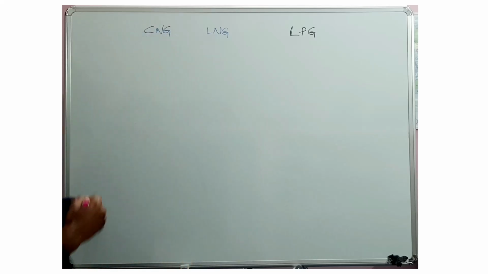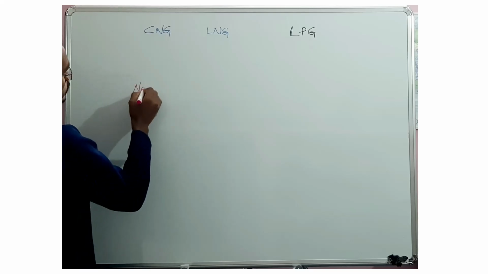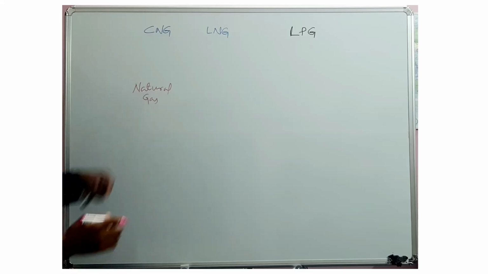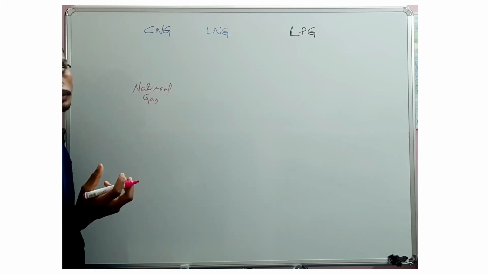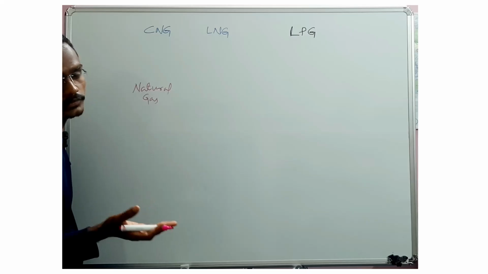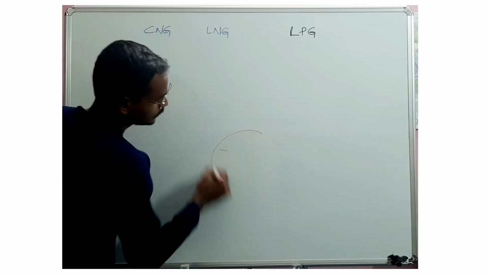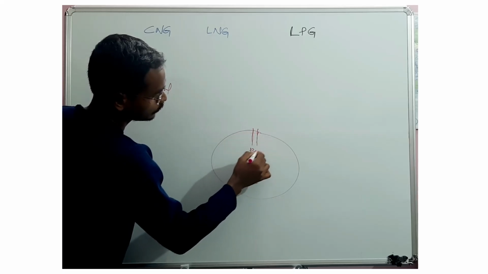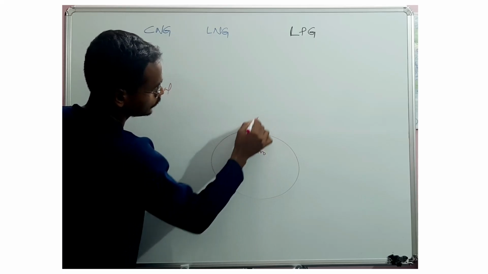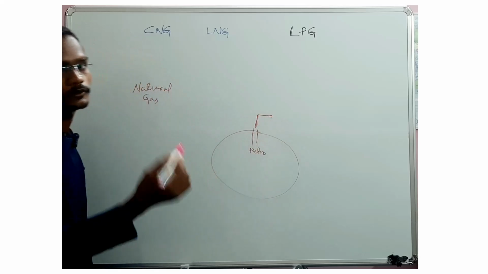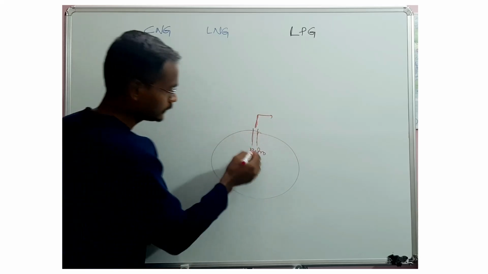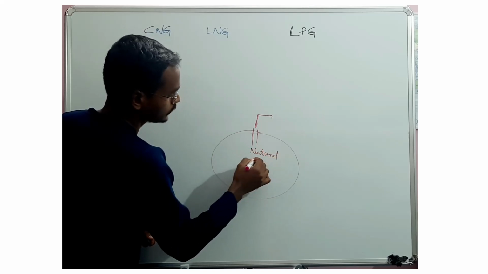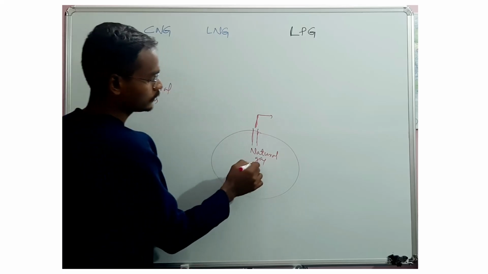First, see, natural gas. Natural gas we get as we get petroleum, from under the earth. If this is the earth, we get petrol by drilling, and we pump this petrol and supply it to different countries. In the same way, by drilling, we get natural gas.